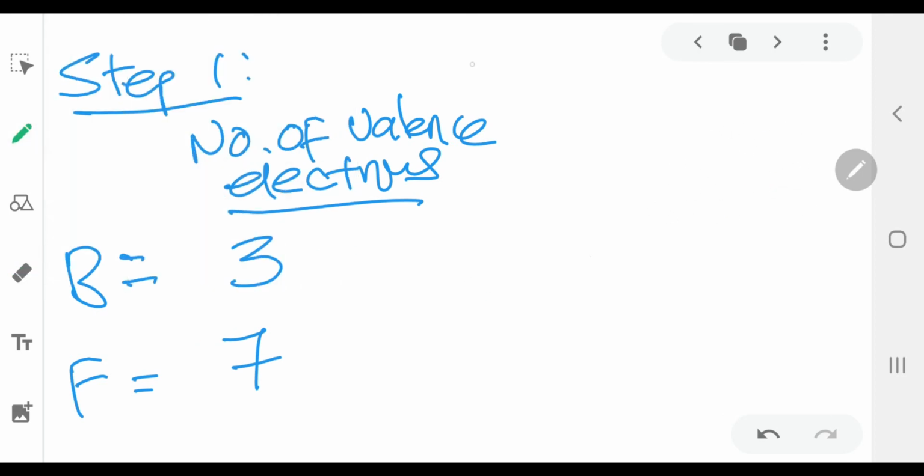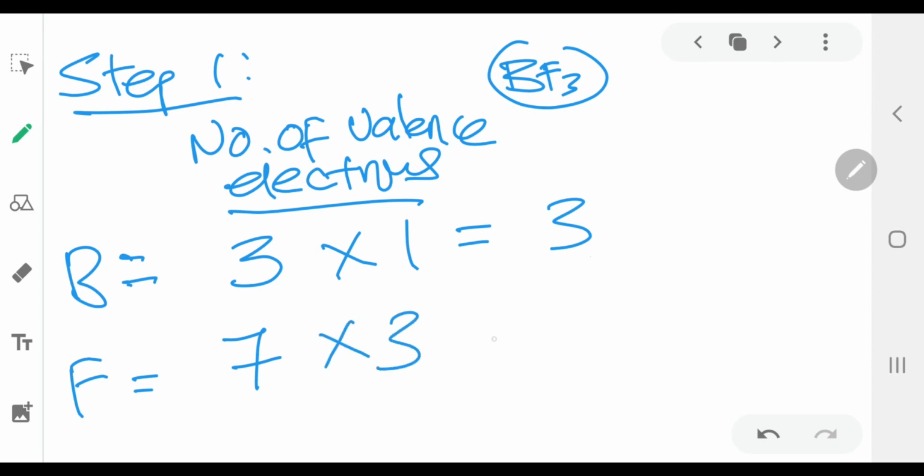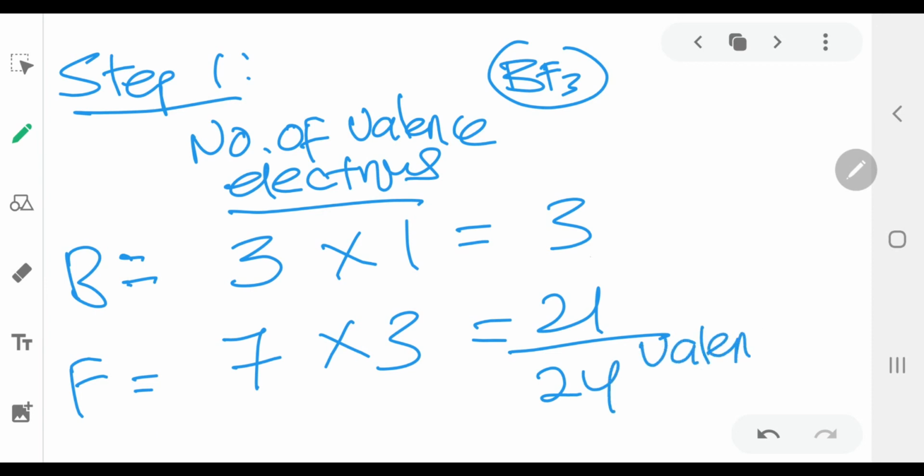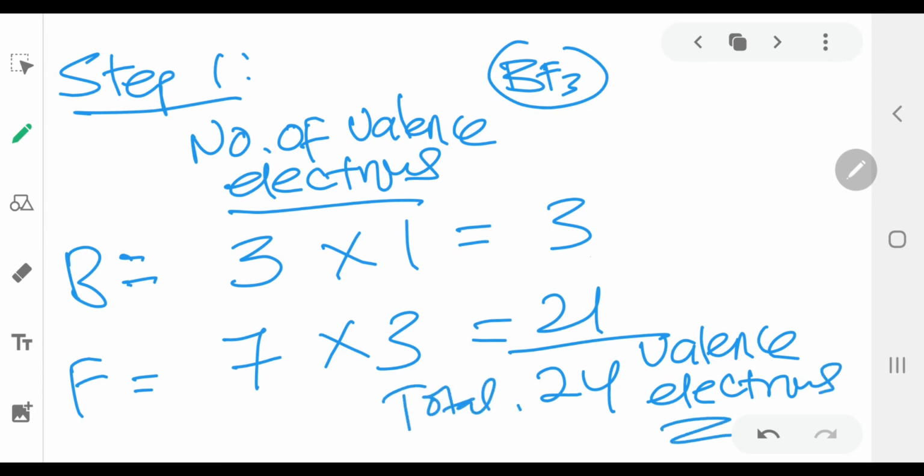So we have BF3 just now. You have 1 boron with 3, and 3 fluorines, so that one is 21. So you get 24 valence electrons in total. Okay, so this will give you another 1 mark.